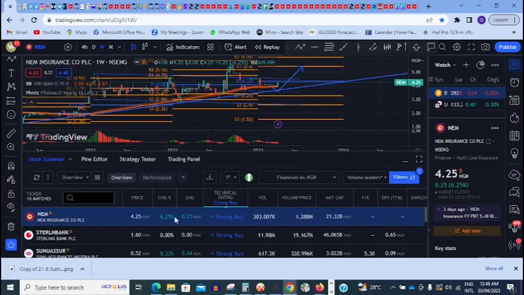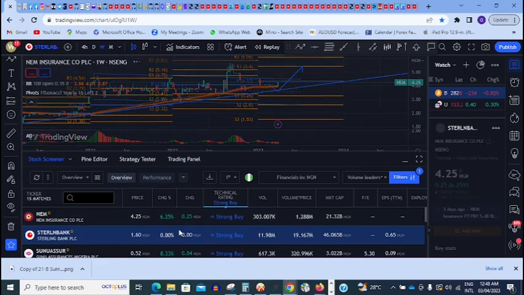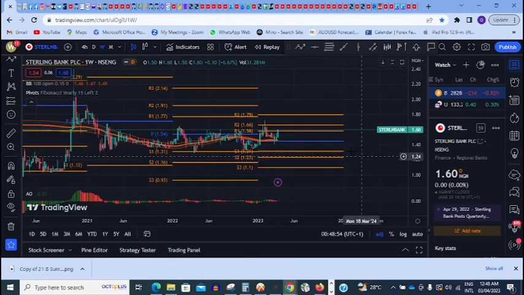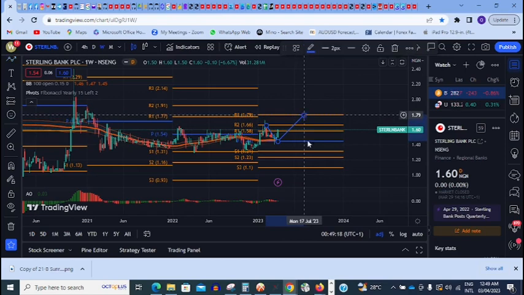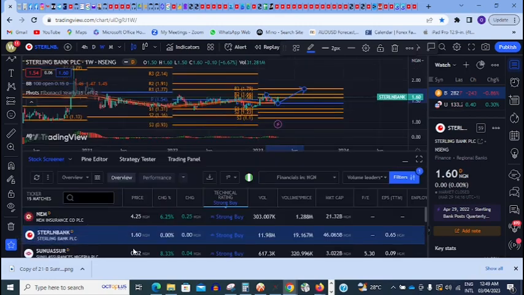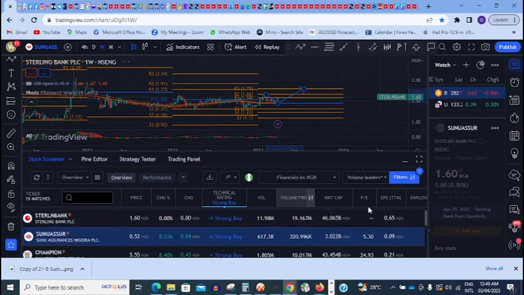That's for name insurance. Let's look at Sterling Bank. For Sterling Bank, you see this support that is holding. If you can get it around the low of last week, 1 naira 50 kobo, or the pivot, which is 1 naira 44 kobo. Let me draw the path. What I'm expecting is that it hits here and closes above the pivot. Let's hope that it will expose this level of 1 naira 80 kobo. That's for Sterling Bank.